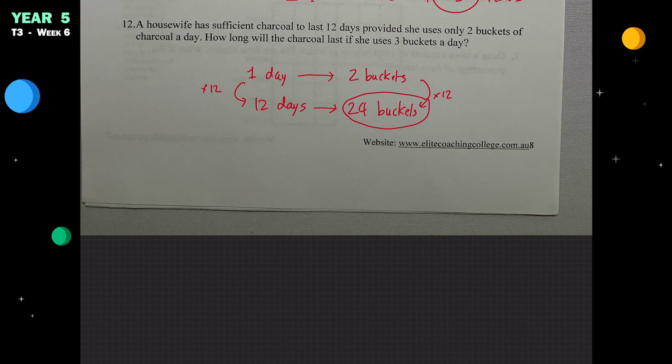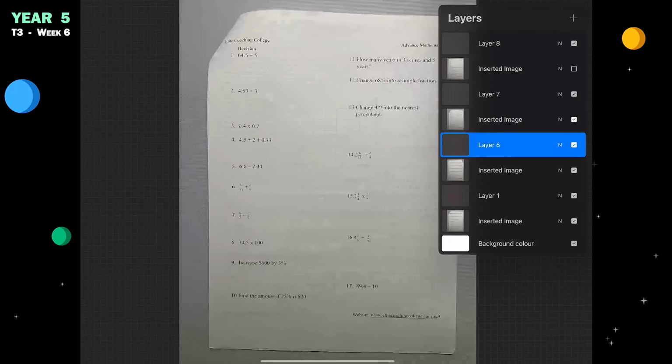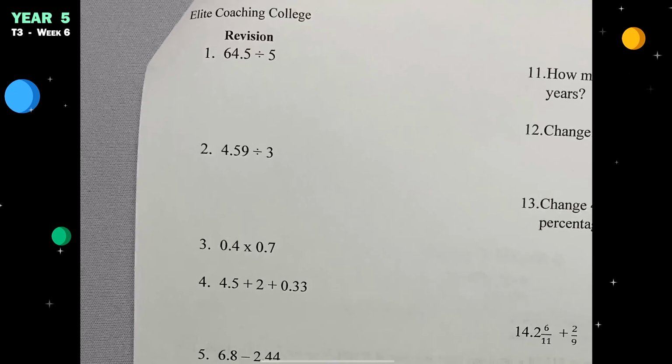Okay, and now it says, how long will the charcoal last if she used 3 buckets a day? So 24 divided by 3, and we will get 8. She can last for 8 days. Okay, next page. I've been giving too many answers away here.